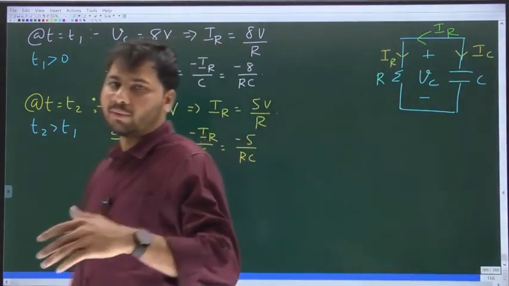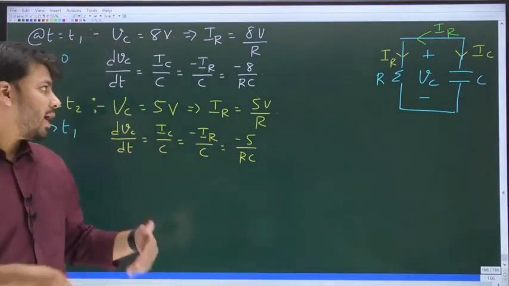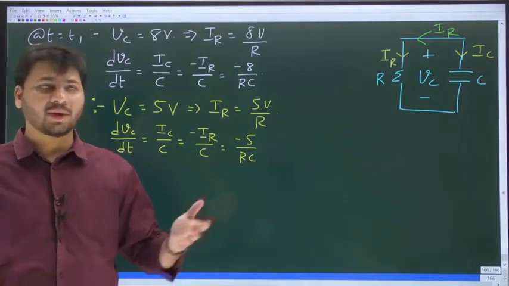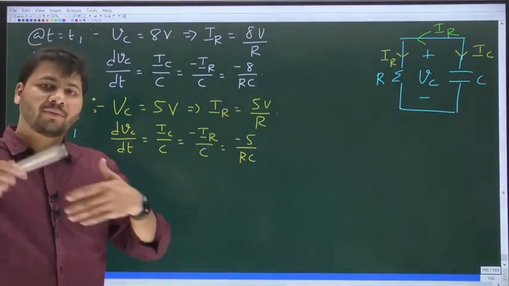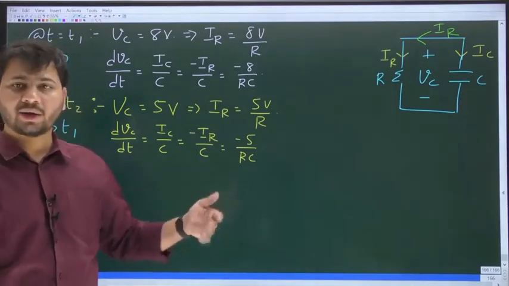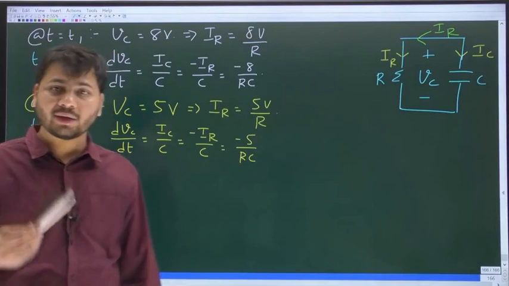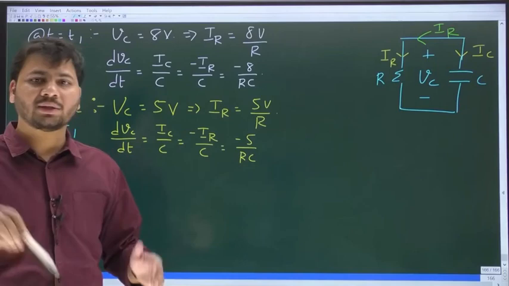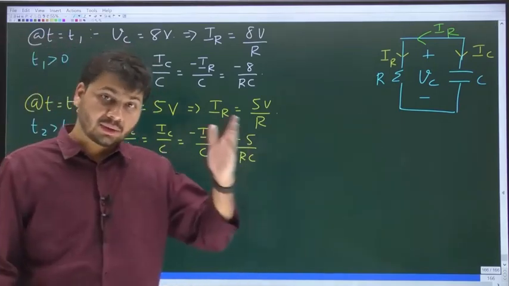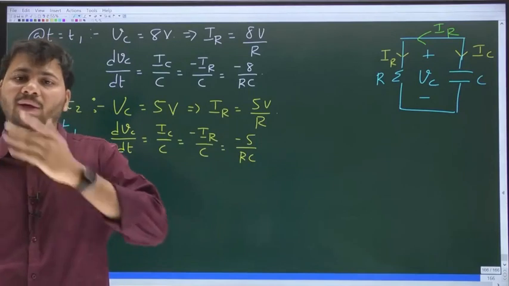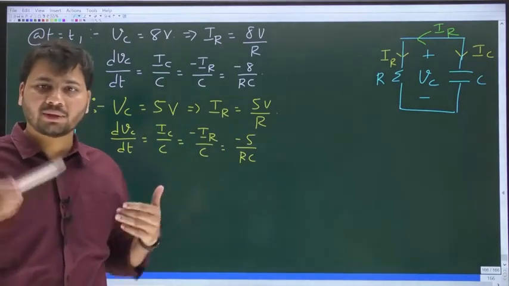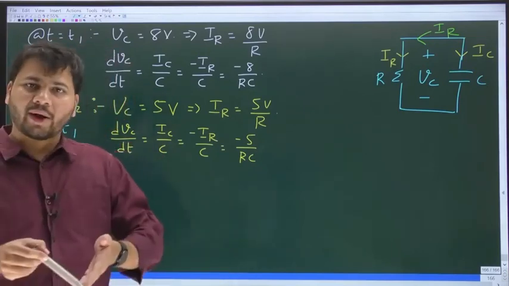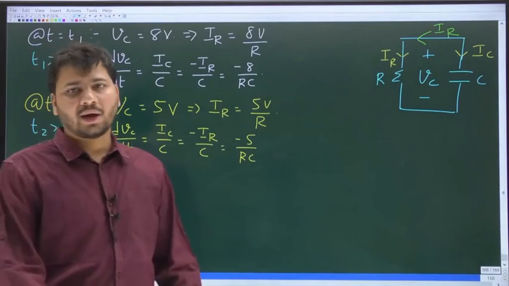At t equal to 0, what was the rate of decay? 10 by RC. After some time, at t equal to t1, the rate of decay has become 8 by RC. And after some time, at t equal to t2, the rate of decay is 5 by RC. Look at the rates of decay. 10 by RC decreases to 8 by RC, again decreases to 5 by RC, and so on. So clearly the rate of decay is reducing with time. As time progresses, the rate of decay is reducing: 10 by RC down to 8 by RC, again down to 5 by RC, and so on.